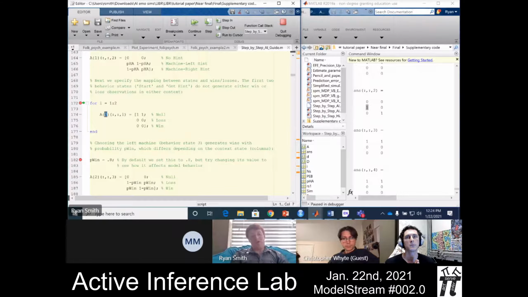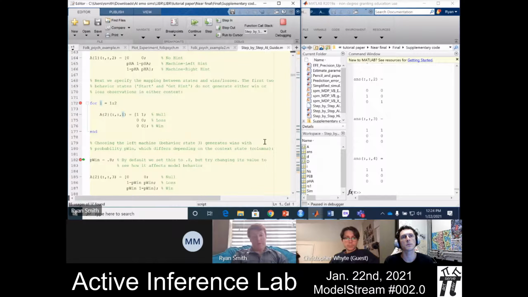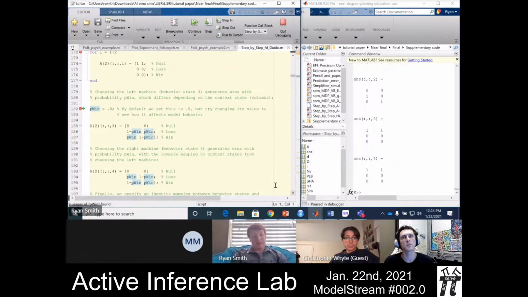Now for A2, the second observation or outcome modality, the possible observations are null, loss, and win. So what this is saying is for the first two behavioral states, for I equals 1 and 2, being in the start state or the hint state is always going to generate the null observation. So it's not going to generate a loss or a win. Now, after that, if I step through here, I can set what I just called P win, so the probability of winning, and I set that to be 0.8.